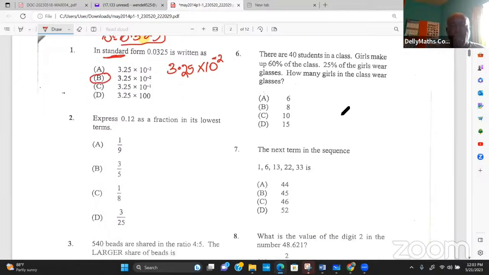Right, number 2. Express 0.12 as a fraction in its lowest form. So 0.12, as you know, can be written as a decimal fraction, which is to look at how many digits are behind the point, 2. So it's going to be over 100. Right, so it's the same thing as 12 over 100, and you want to cancel down this.